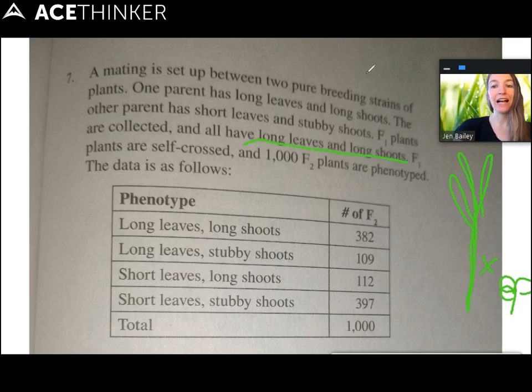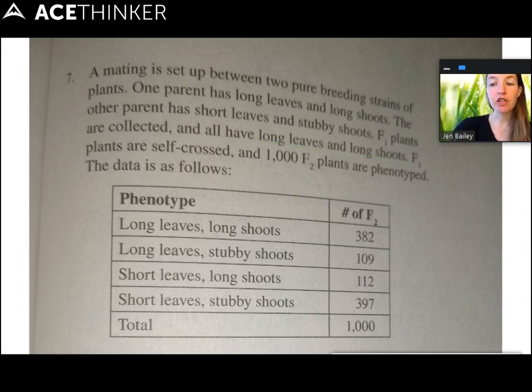Okay, what does this tell us? That this particular plant with the long leaves and long shoots is probably dominant, right? Long. So we don't know if it looks like this or if it looks like this. But when we cross it with this guy down here, we get all long leaves and long shoots. Then those plants are self-crossed. So now we have another generation, and 1,000 second generation plants are phenotyped. And this is the data.